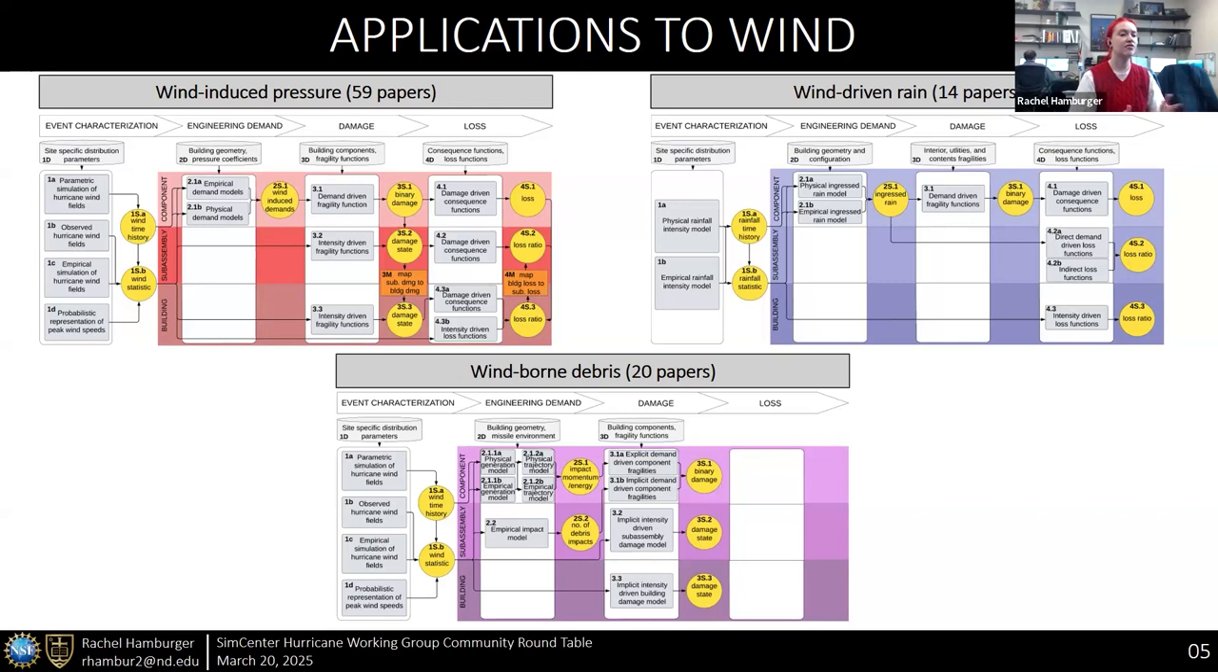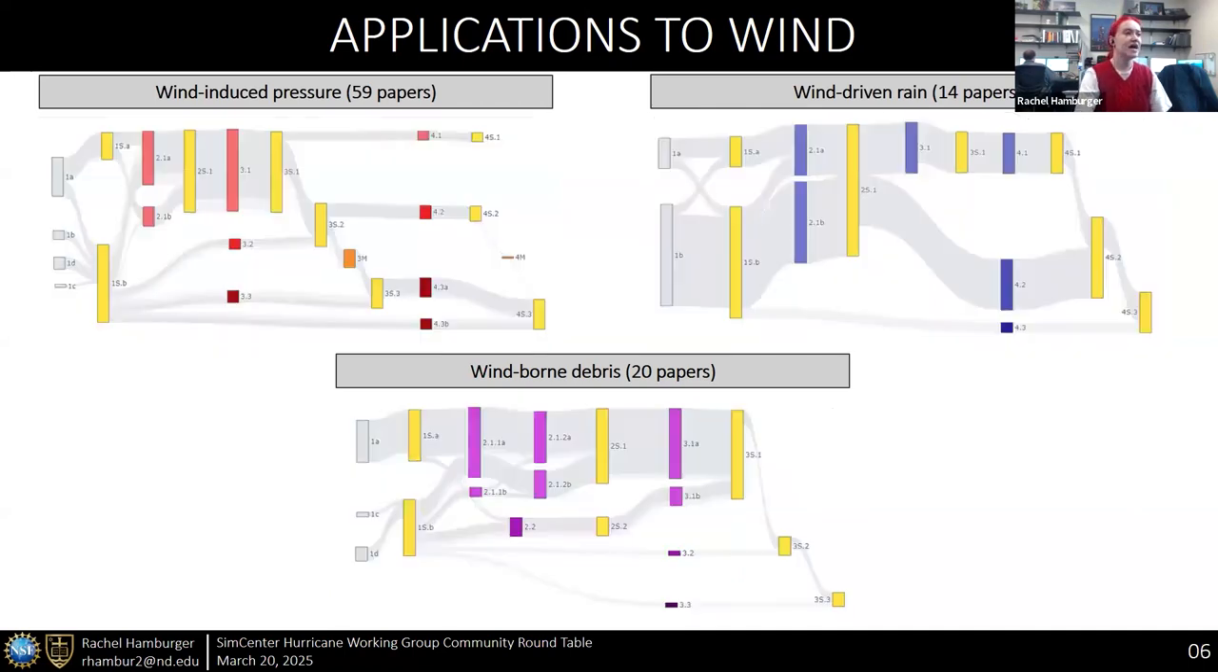Just to note that although wind-driven rain doesn't usually directly contribute to structural damages, the resulting content and interior losses are very substantial. So accordingly, most of the work in that area is going to be concentrated in that loss section. And then after we used our papers to populate these matrices, we went back to the literature and revisited the studies and mapped each of the studies through their respective frameworks as a sort of validation exercise.